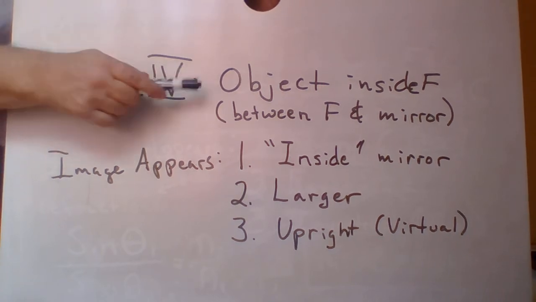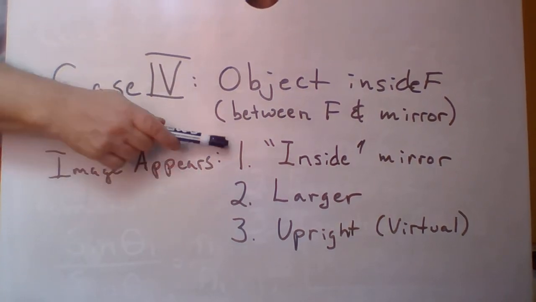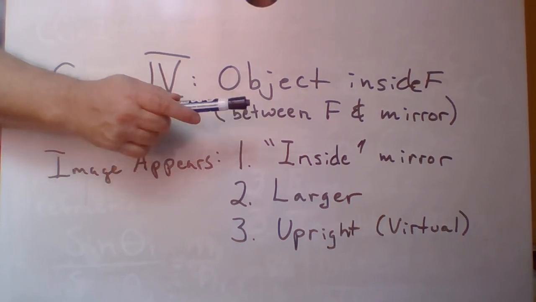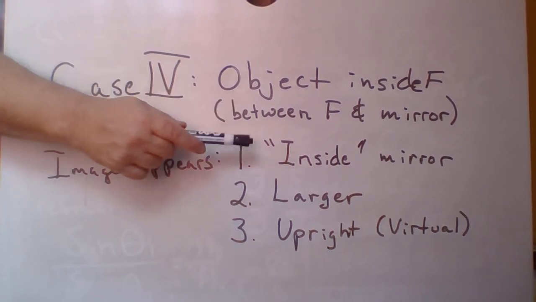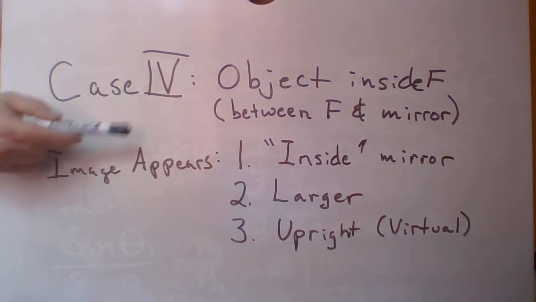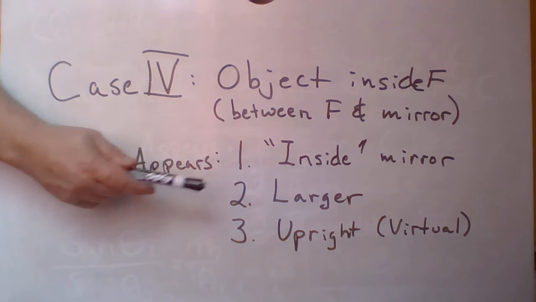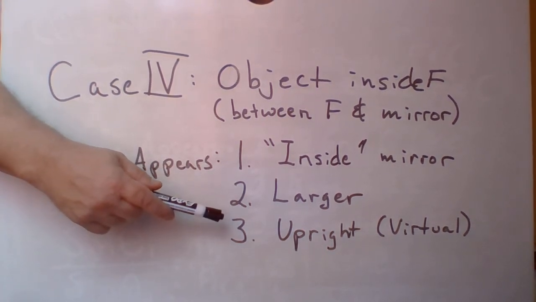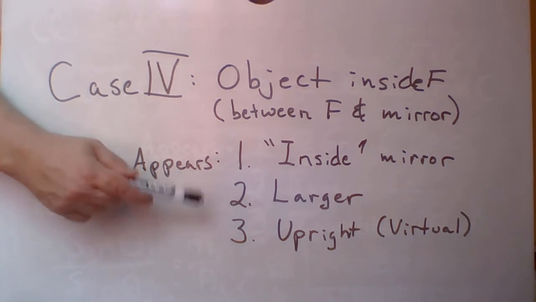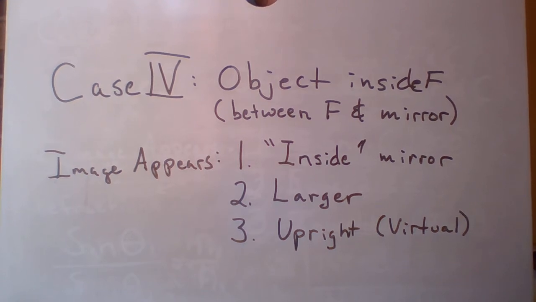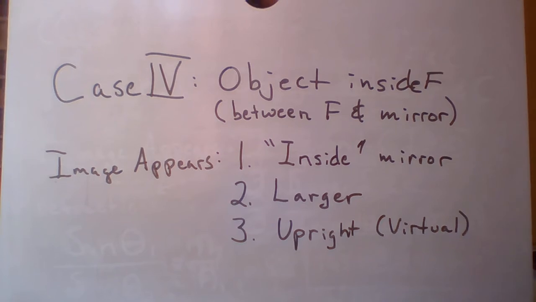Okay, so because of that, the image will always appear inside the mirror. That's the only way you're going to see it, is to look in the mirror to see it. It can't be projected out onto a screen out here in real world. Okay, the image will always appear larger, advantage to the dentist. Okay, and the image will appear upright so that they don't have to worry about going backwards to it. Okay, it will always be able to move in the same way. It'll be a virtual image.